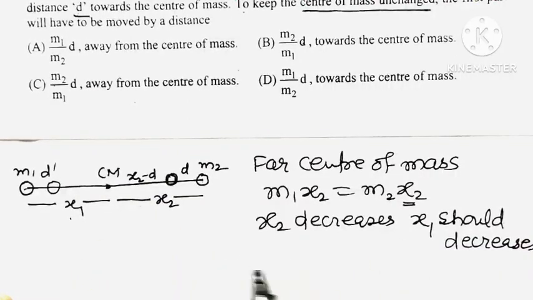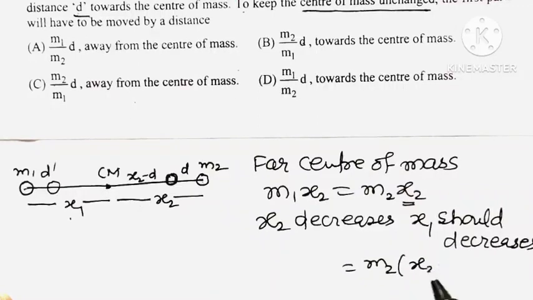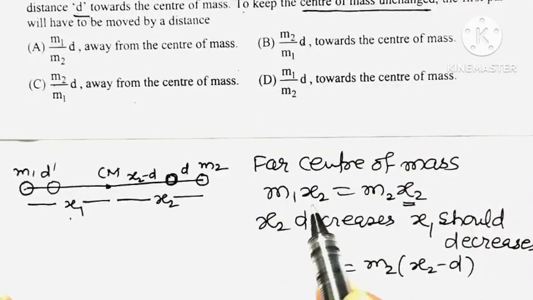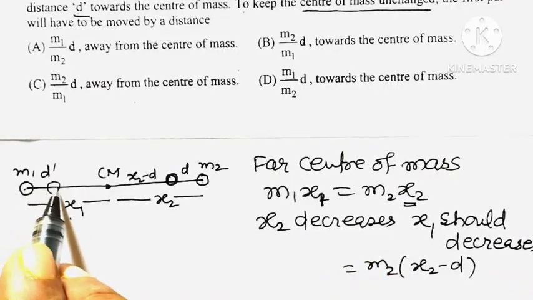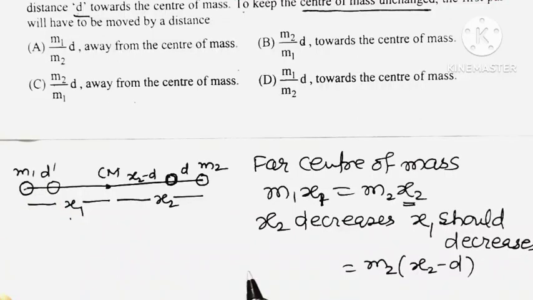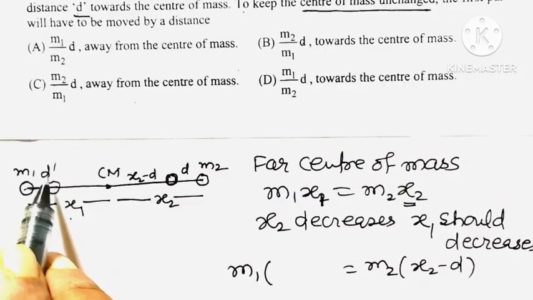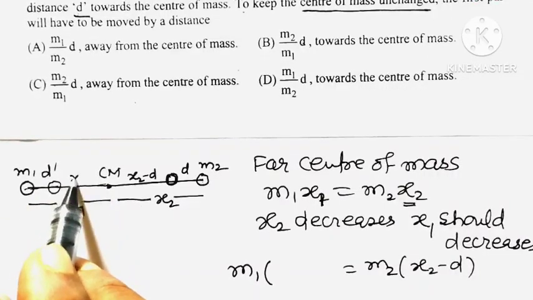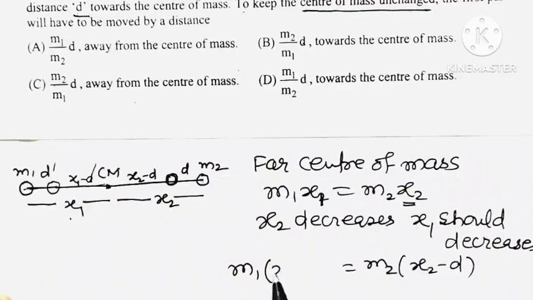So when x2 decreases from x2 to x2 minus d, m2 into x2 minus d, new distance. Then x1 must also decrease. Say first body will move towards the center of mass by distance d dash. So therefore we will have m1 into, now when first body is moved towards center of mass by distance d dash, what distance remains? x1 minus d dash. So m1 into x1 minus d dash.